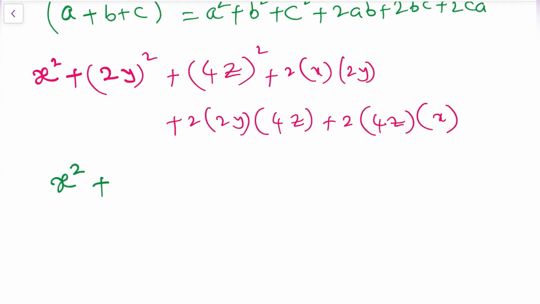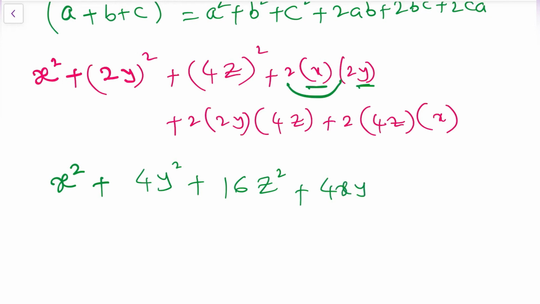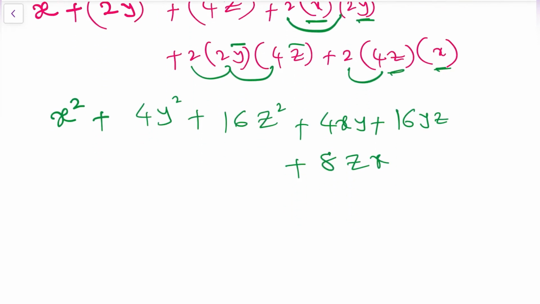x square plus (2y) whole square, 4y square, plus (4z) whole square, 16z square, plus 2 into 2, 4, into xy, 4xy, plus 2 4s are 8, 8 into 2 is 16yz, plus 2 4s are 8, 8zx. So this is the expanded form of the given question: x square plus 4y square plus 16z square plus 4xy plus 16yz plus 8zx.